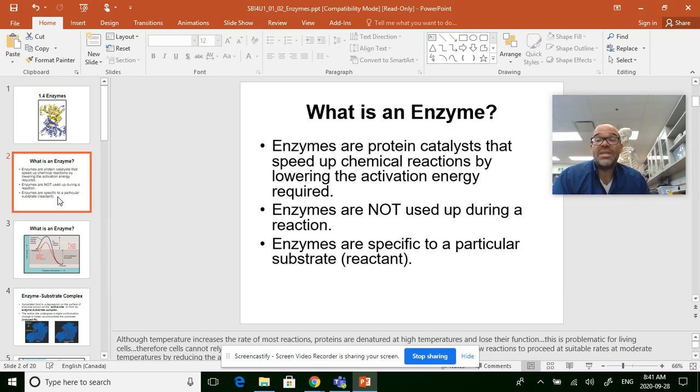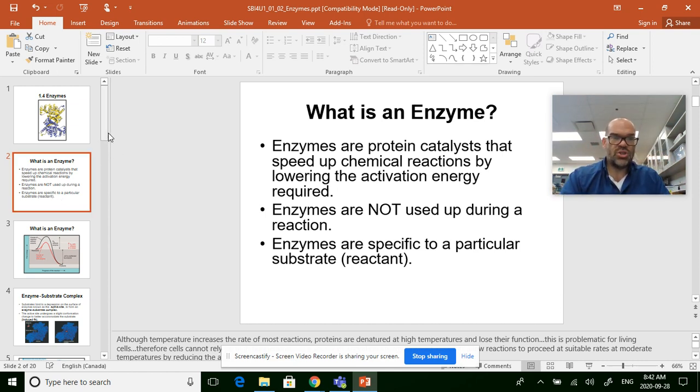So what are enzymes? Enzymes are protein catalysts that speed up chemical reactions by lowering the activation energy. Enzymes are not used up during a reaction. So enzymes can be recycled over and over and over again. So enzymes catalyze reactions.